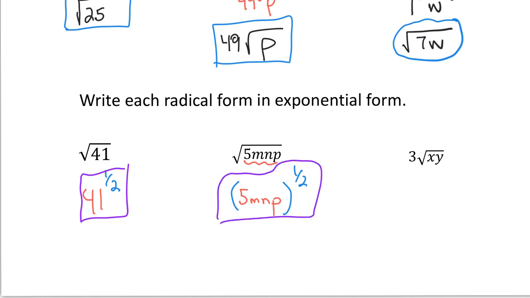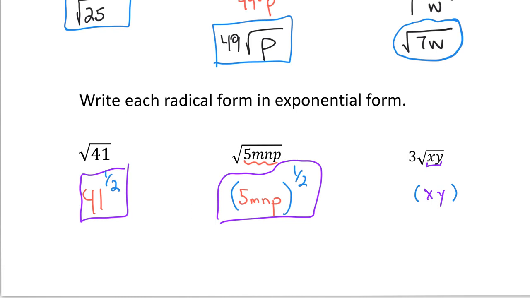If you guys have a number outside, don't get confused, this number is not in between the tail and the radical, so this is not the cube root. We have 3 times the square root of xy. So 3 is outside of the radical. xy are inside of the radical. So we need parentheses because we have more than one thing inside of the radical, which is the x and the y right here, x and the y.